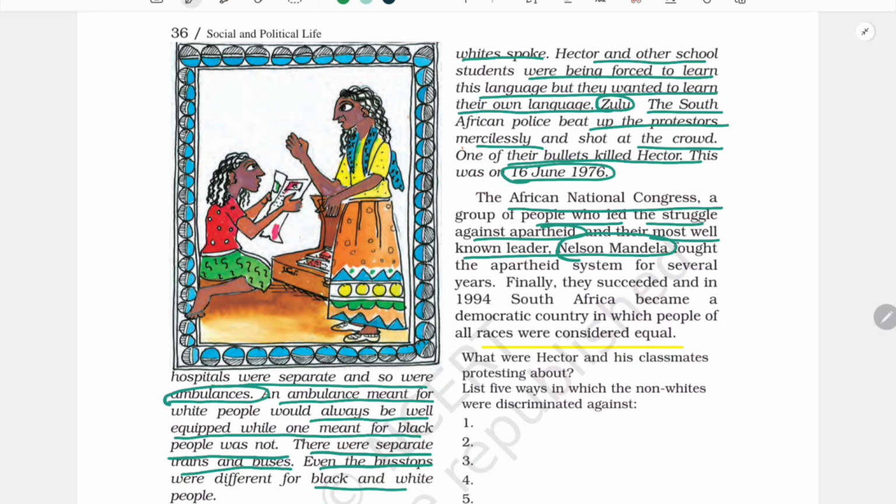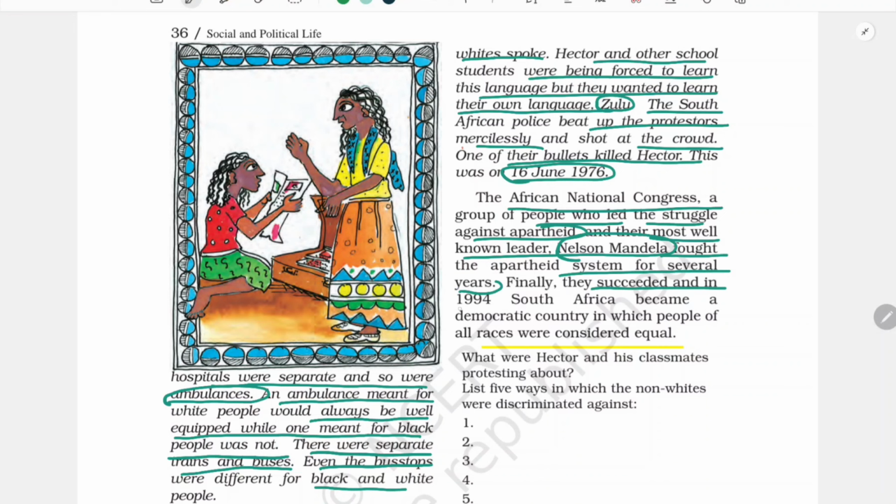Like, who led the struggle, and in that struggle he went to jail and was put behind bars for so many years, where he wrote so many books, and from there also he was struggling for freedom. Okay, so such stories are there, you'll learn more about them in your higher classes. So he was the one who fought the apartheid system for several years. Finally, they succeeded in 1994.